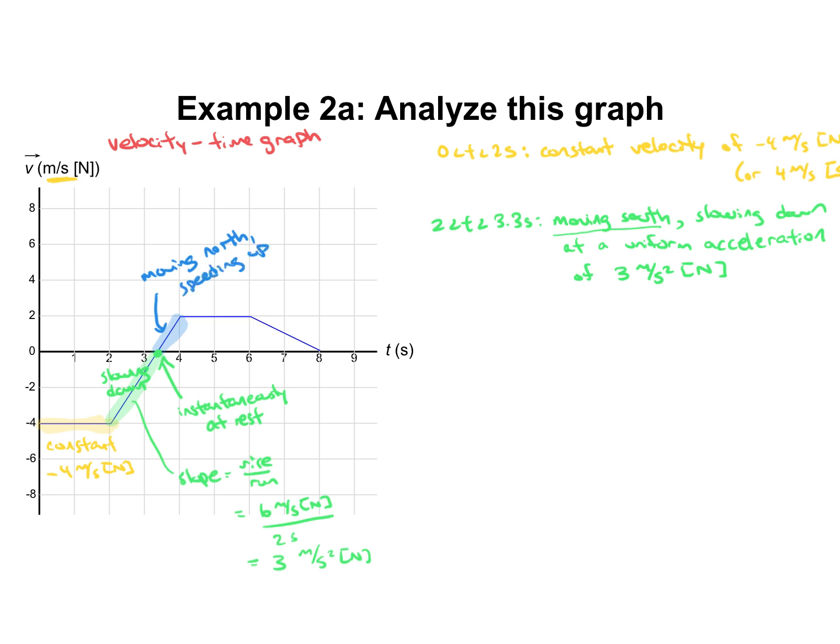So in the blue section, the velocity starts at 0 meters per second, but then it gets higher and higher until it reaches 2 meters per second. So it's actually speeding up. All right, 3.3 to 4 seconds. It's moving north, speeding up at a uniform acceleration, again, because it's a straight line, of 3 meters per second squared.